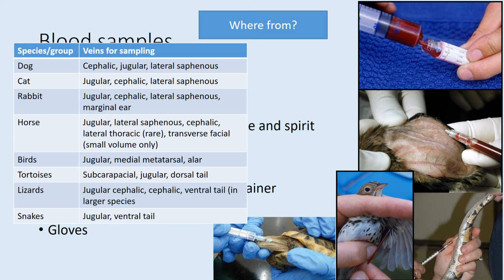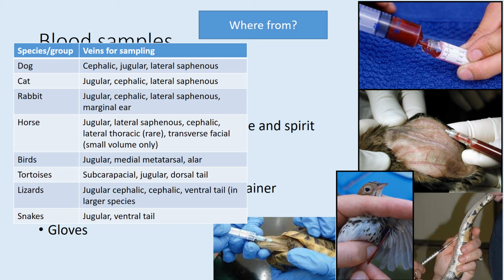And in horses, you'll see that we have the same jugular, lateral saphenous and cephalic, although you have a couple of other ones, if absolutely necessary, that can be used: the lateral thoracic and the transverse facial, but these are less commonly used again.